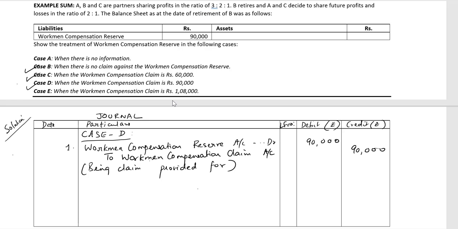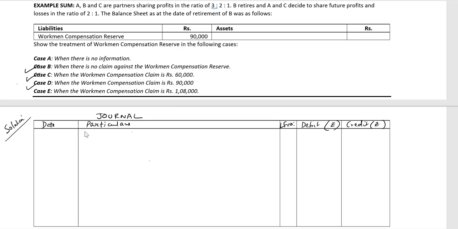Let's go to the next case, case E. As per case E, the workman compensation claim is equal to rupees 1,08,000. Now we have a workman compensation reserve of only rupees 90,000, but we need to provide for a claim of rupees 1,08,000, which is 18,000 more than the amount of the reserve. So for this excess increase in liability, we will debit the revaluation account.